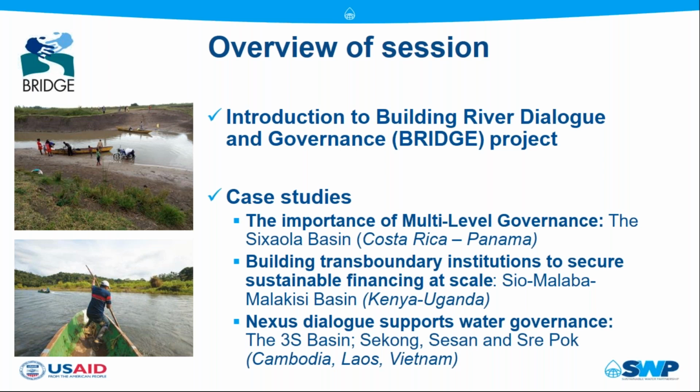And then we'll talk about 3 case studies: the importance of multi-level governance in the Sixaola Basin, which is shared between Costa Rica and Panama, and building transboundary institutions to secure sustainable financing at scale. So that includes the Sio-Malaba-Malakisi Basin, which is shared between Kenya and Uganda. And then a Nexus dialogue to support water governance, which focuses on the 3 S basins, the Sekong, the Sesan and the Sre Pok, which are major tributaries of the mighty Mekong River, shared between Cambodia, Laos and Vietnam.